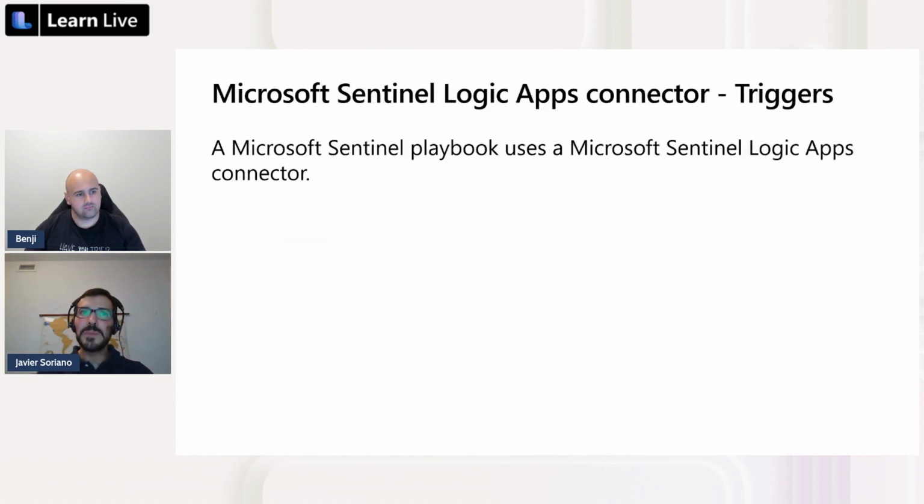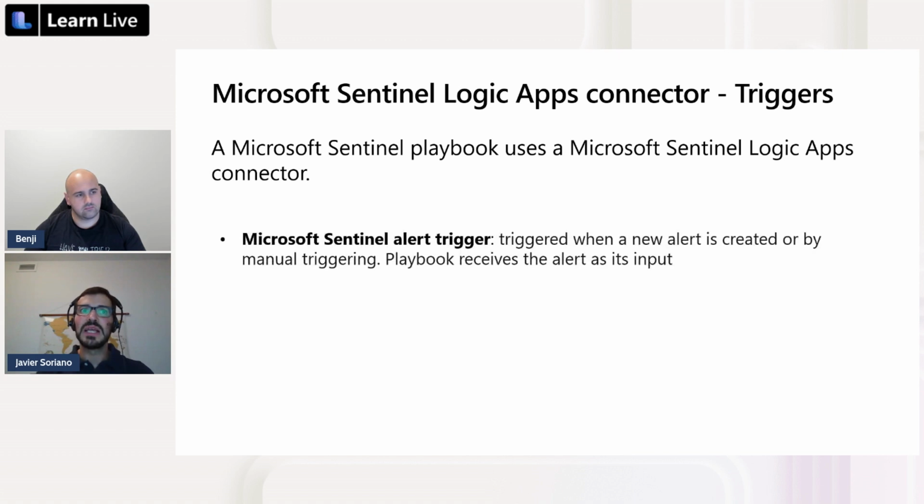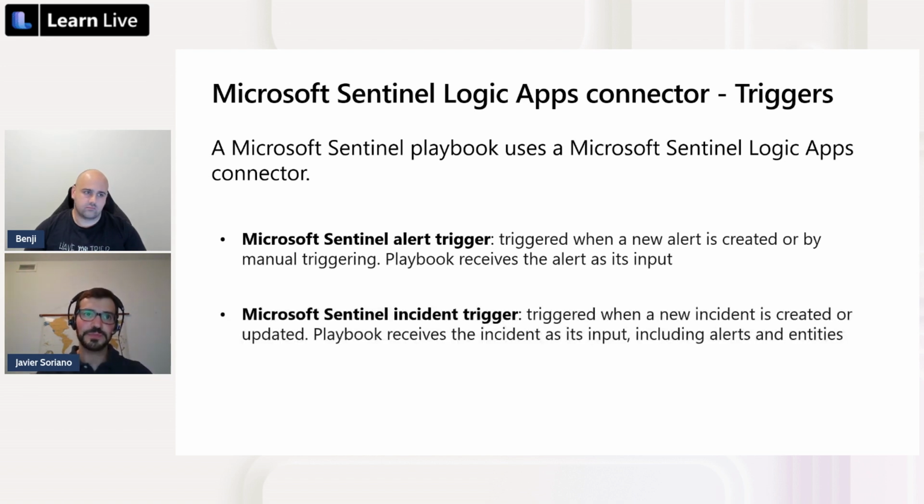Okay, so let's talk about the Microsoft Sentinel connector itself in Logic Apps. What are the triggers that it has? It has the Microsoft Sentinel alert trigger. Whenever a new alert is created in Sentinel, that's when this trigger happens. When this trigger is raised, the playbook receives the alert as its input, so all the information in the alert will be coming into the Logic App connector.